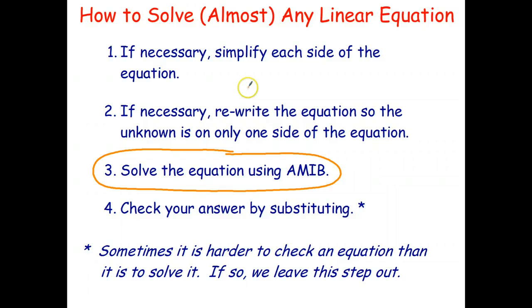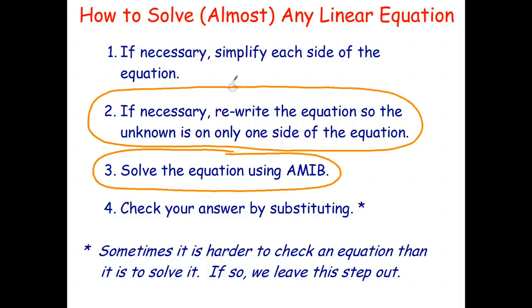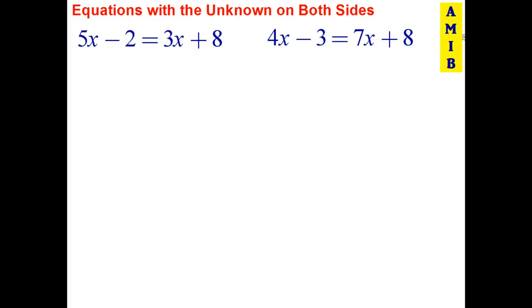But it turns out sometimes you have to do an additional step or two before you can do that. So what we're going to learn in this video is what to do if the unknown is on both sides of the equation. So here are two examples. Here's the difference with this equation compared to the ones we've done before. I've got a 5x on that side, but I've also got an x on the right-hand side. So the first thing we have to do whenever this happens is to get the x on only the left side or only the right side.